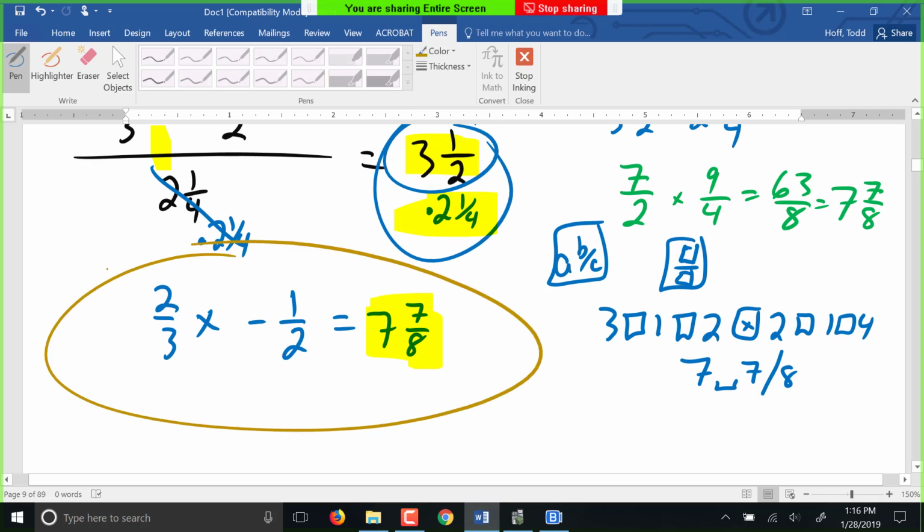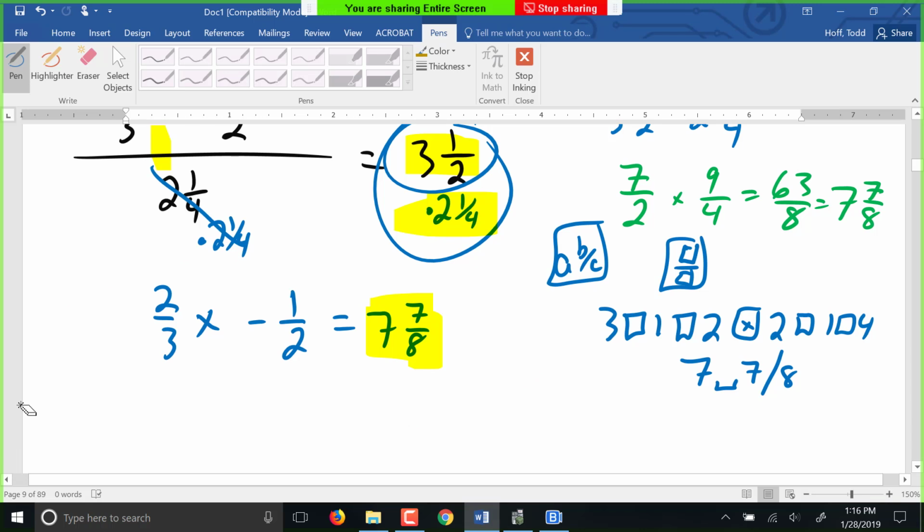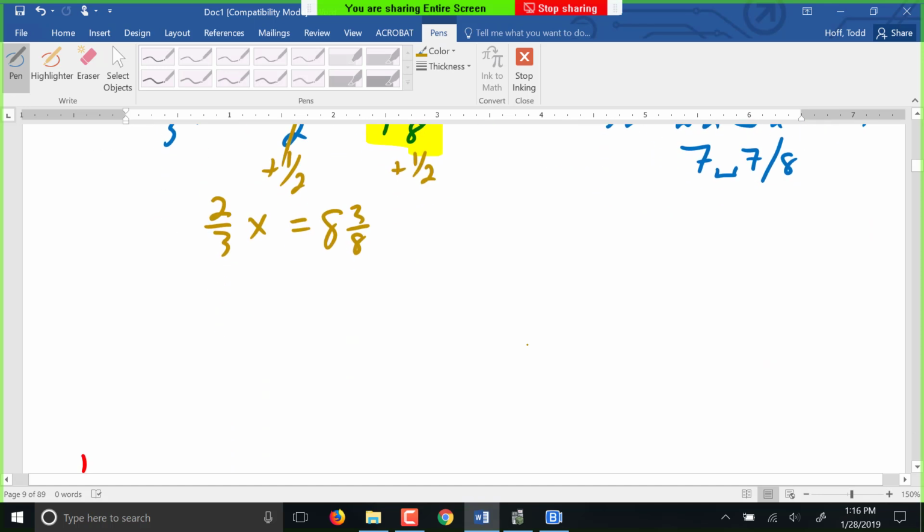Now what do we have to do over here? Add 1/2. So we got 2/3 x equals 8 3/8. That's just 7 7/8 plus 1/2. Then what do we have to do? Yeah. Technically, we're dividing by 2/3.